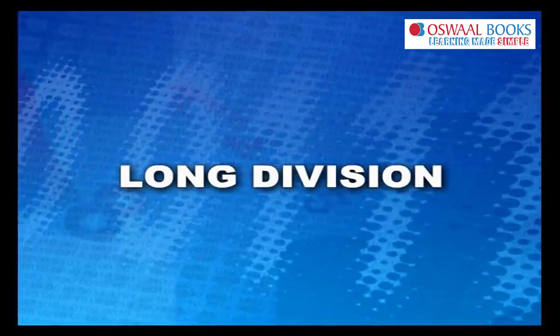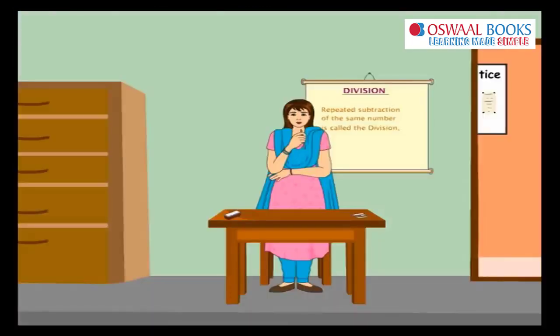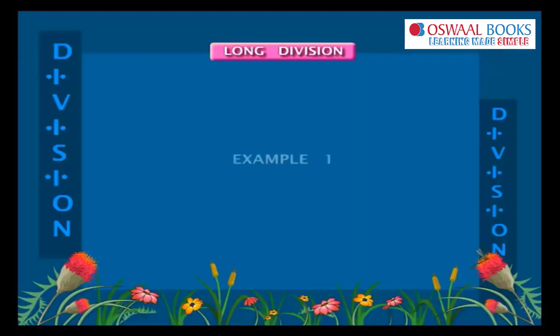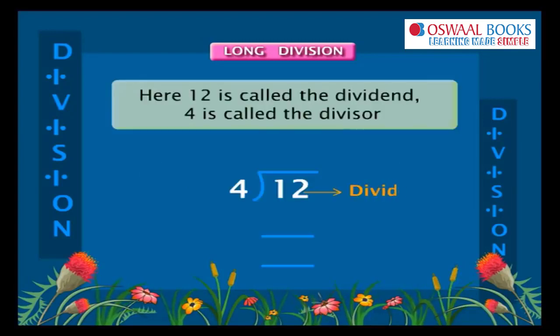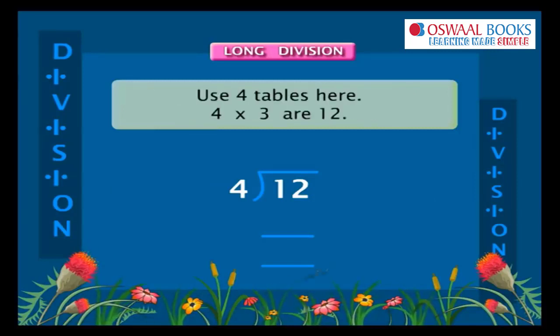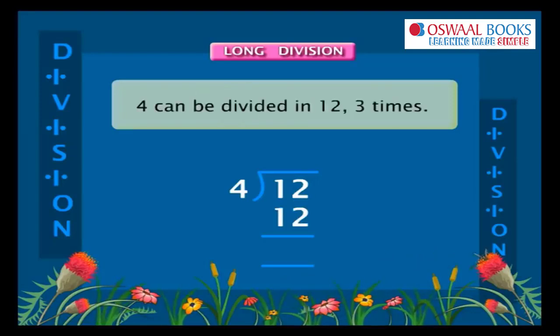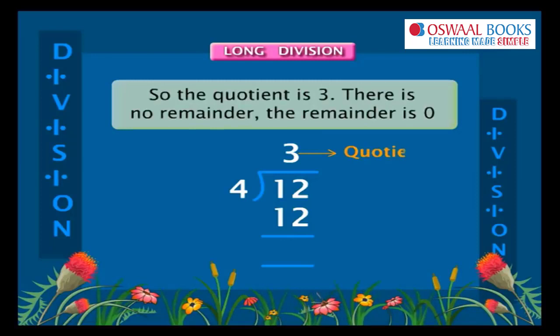Long division. After simple division, let us now learn long division. Example 1. Divide 12 by 4. Here, 12 is called the dividend, 4 is called the divisor. We will have to find the quotient. Let us solve it by long division format. Use 4 tables here. 4 threes are 12. 4 can be divided in 12 3 times. So, the quotient is 3. There is no remainder. The remainder is 0.